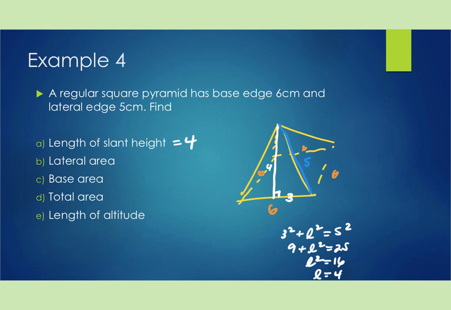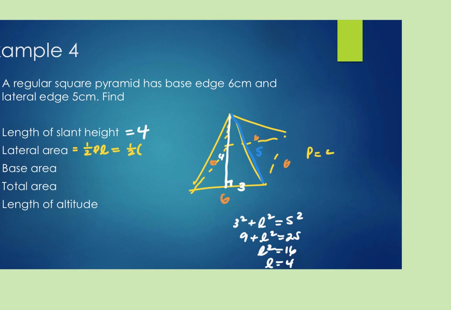Okay, lateral area. You've got two options. One is find the area of one of those triangles and then multiply it times 4. The other option is the area of a lateral face. What's the formula? Nope. Nope. 1/2 PL. So 1/2, what's the perimeter of the base?